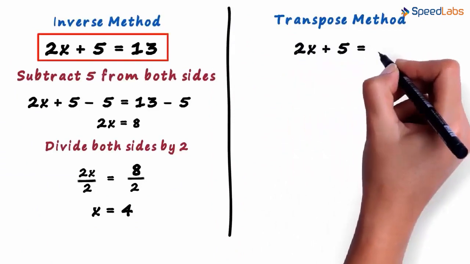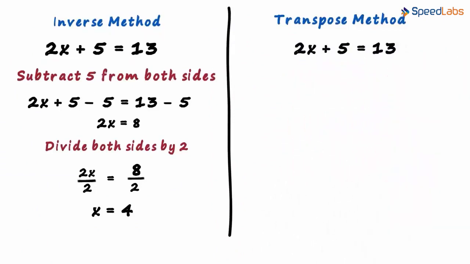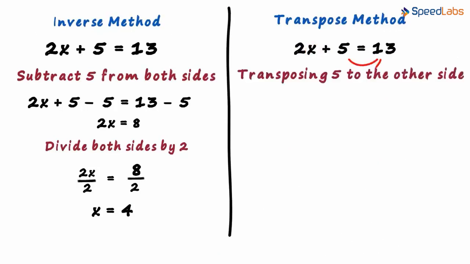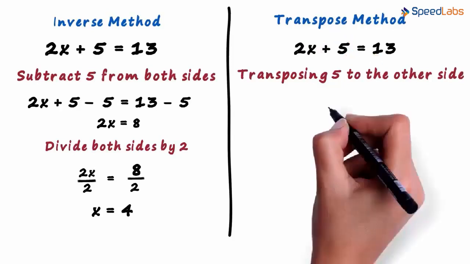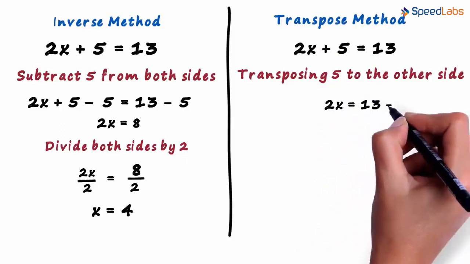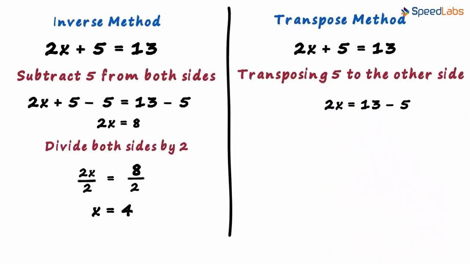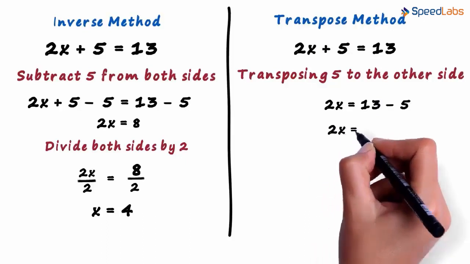2x plus 5 equals 13. I reiterate, our aim is to keep just the variable on the left-hand side. So we transpose 5 to the other side. Since it is added on the left-hand side, we transpose it to the right-hand side and subtract it from 13. We get 2x equals 13 minus 5. This gives us 2x equals 8.